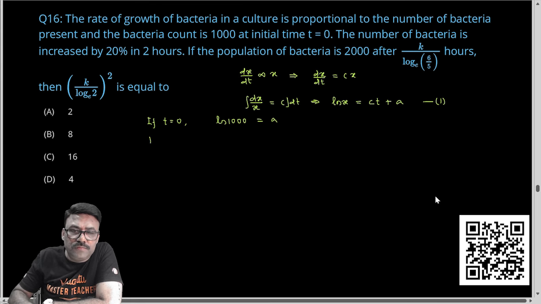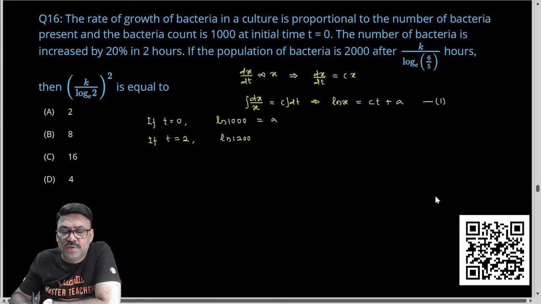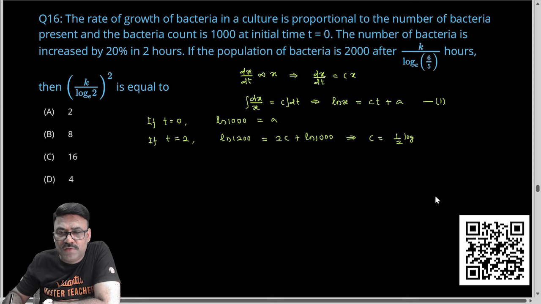And when t is 2, after 2 hours, the population is increased by 20%. That means x is 1200, since 20% of 1000 is 200. So 2c plus a is log 1200, and this gives you c is equal to half of log 1200 minus log 1000, so half log 12 by 10, or 6 by 5.